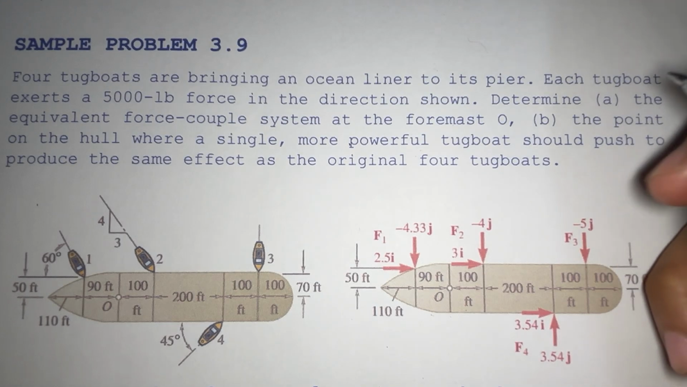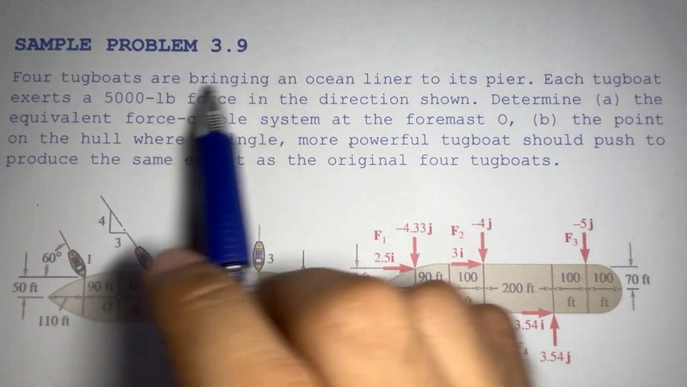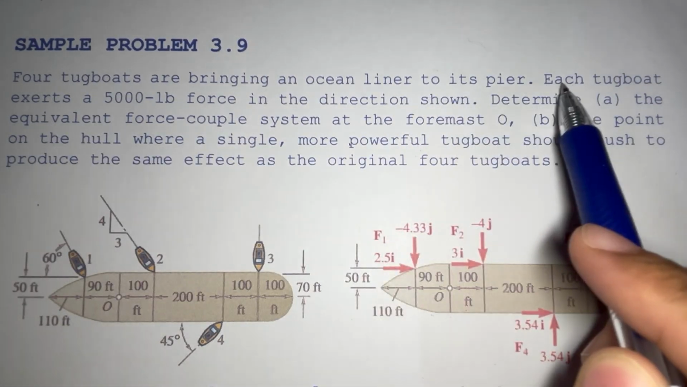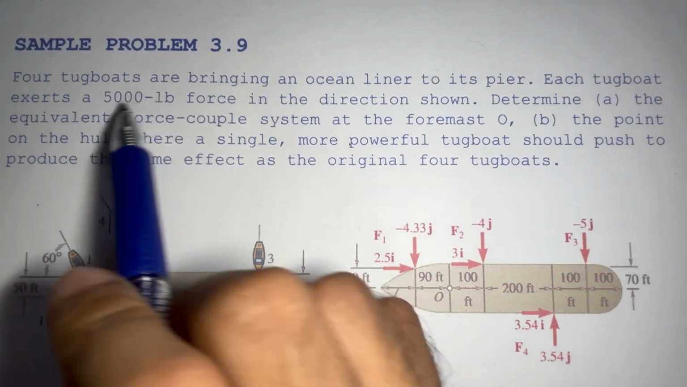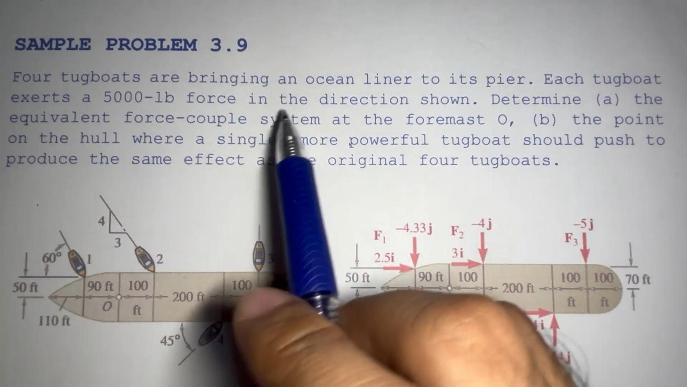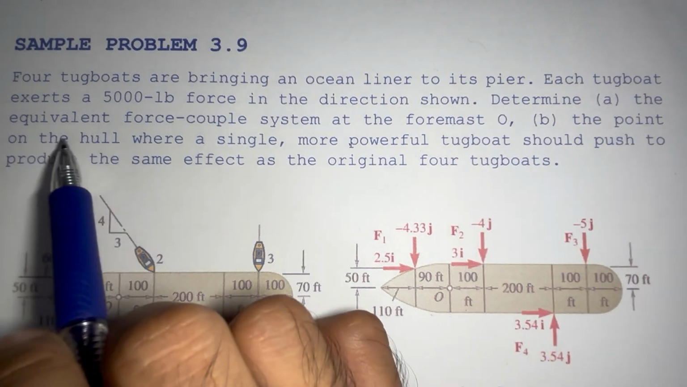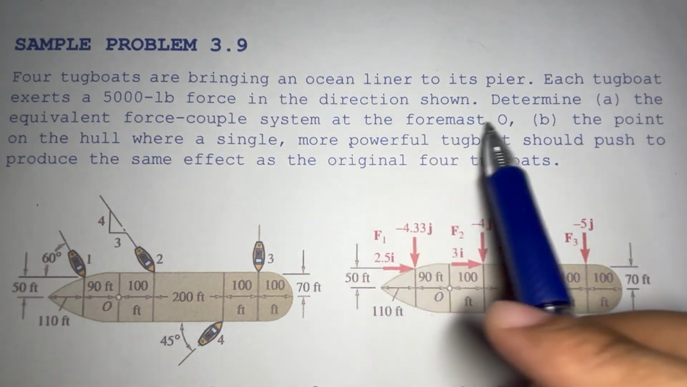So we have here sample problem 3.9. We have here 4 tugboats bringing an ocean liner to its pier. Each tugboat exerts a 5,000-pound force, that is, 5 kips of force in the direction shown. Determine the equivalent force couple system at the foremast O.